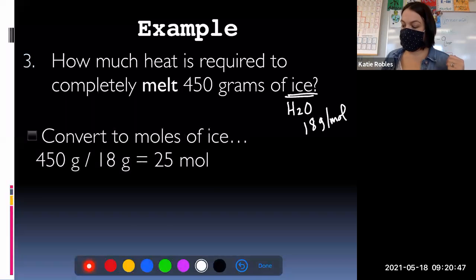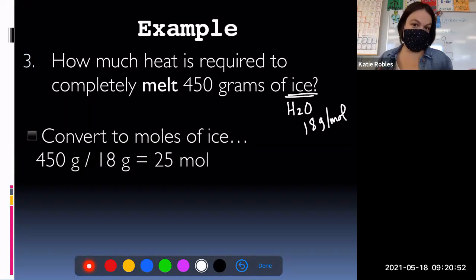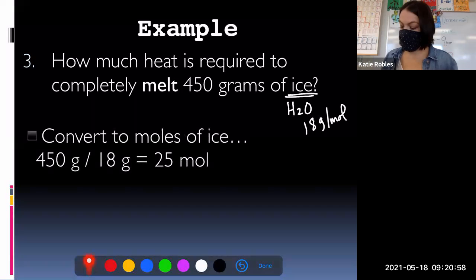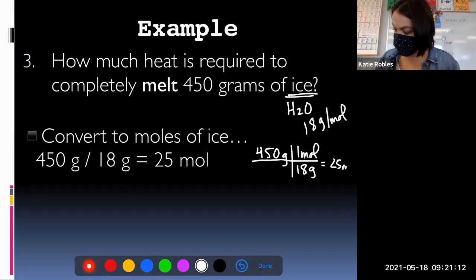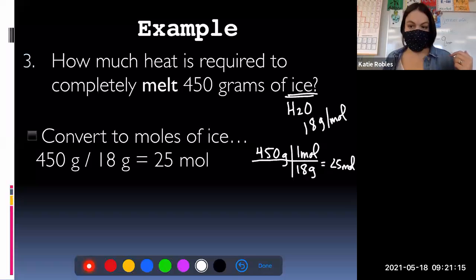Step number one, you've got to convert 450 grams of ice into moles of ice. I told you stoichiometry was never going anywhere. This is more stoichiometry, grams to moles. Now remember, I just kind of shortcutted it there, but you have 450 grams. For every 18 grams, there is 1 mole. And that's where I got the 25 moles. So step one, you got to find moles.